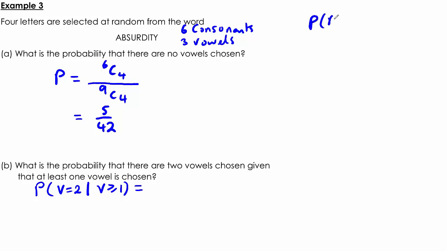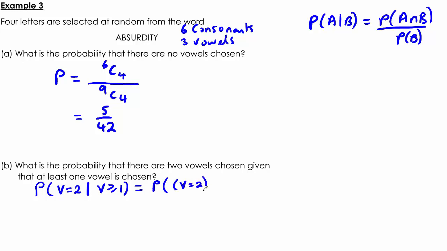It goes: the probability of A given B is equal to the probability of A intersection B divided by the probability of B. If we follow that here, that's the probability that V equals 2 intersection V is greater than or equal to 1, and we'll divide that by the probability that V is greater than or equal to 1.